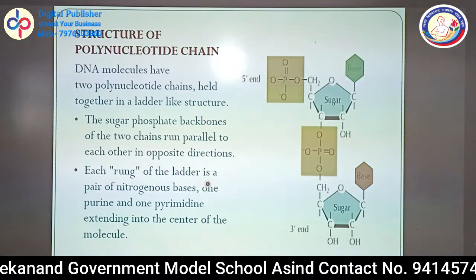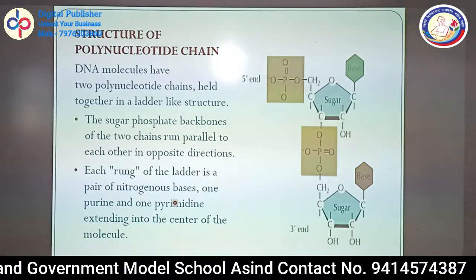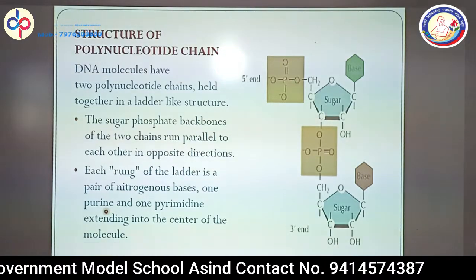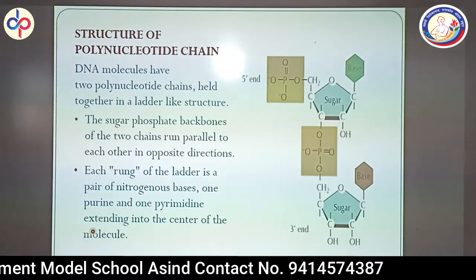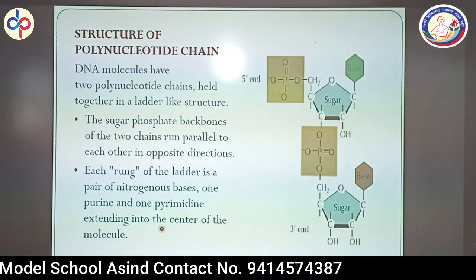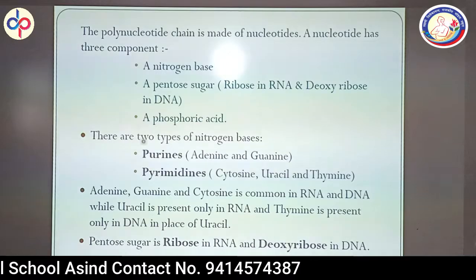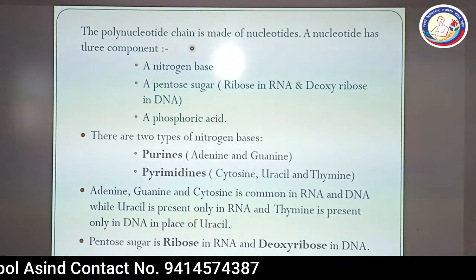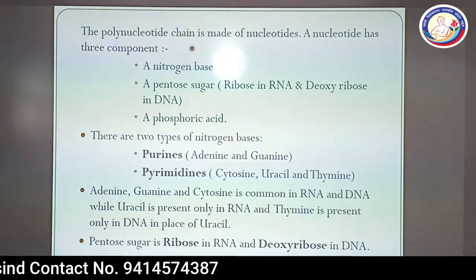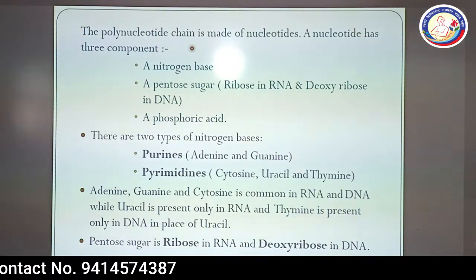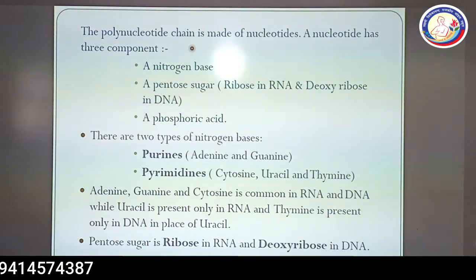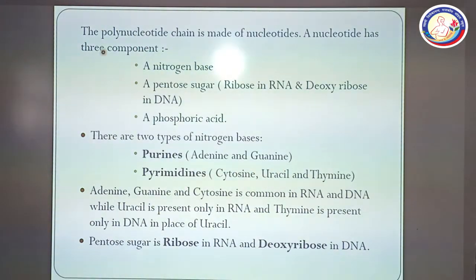Each rung of the ladder is a pair of nitrogenous bases, one purine and one pyrimidine, extending into the center of the molecule. In the next one, the polynucleotide chain is made of nucleotides. As I have already explained in class 11th, what is a polynucleotide, what is a nucleotide, and what are nucleosides. A nucleotide has three components.